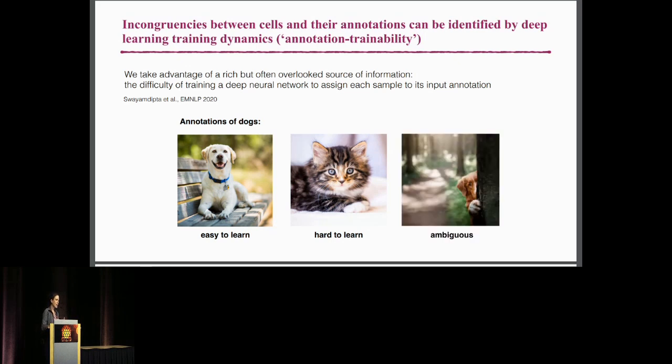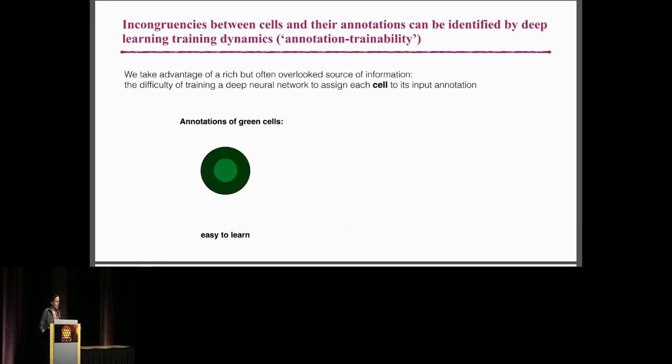And then we would also have these ambiguous or intermediate types of images where the model will not be so sure, and its predictions would be very variable across the training process.